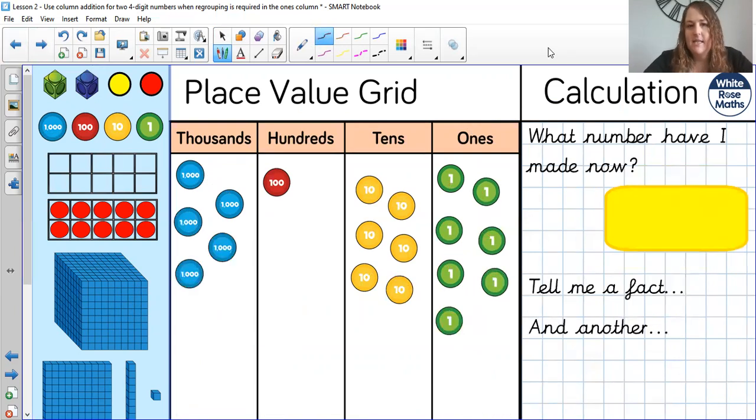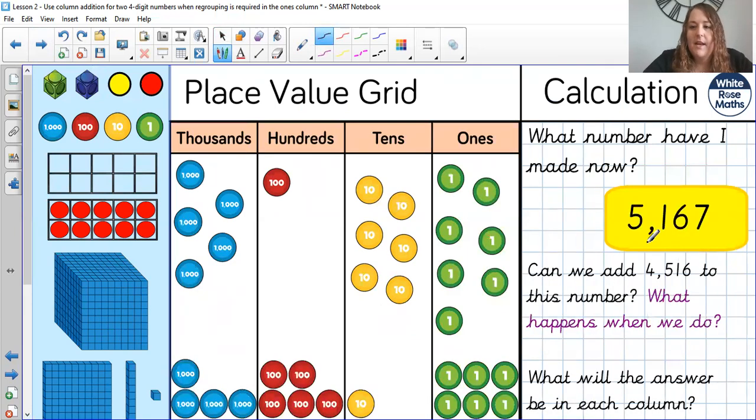What number have I made this time? And again, hopefully you're shouting out that you can see 5 in the thousands column, 1 hundred, 6 tens, and 7 ones. And again, can you think about a fact for the number 5,167? Can you give another fact and a different fact? Maybe even different facts than you gave the previous number.